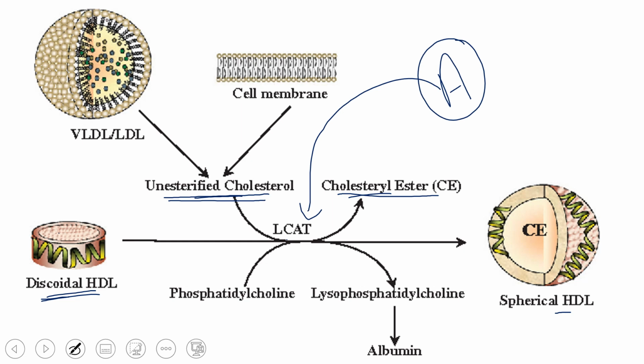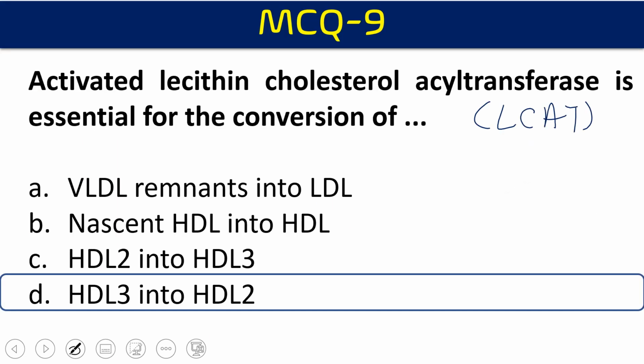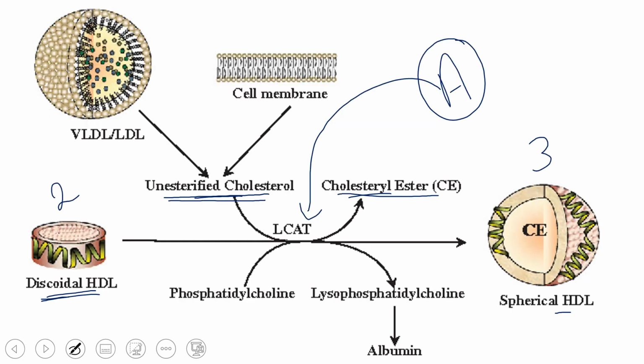So this is the normal function of LCAT, which converts HDL3, that is discoidal HDL, into spherical HDL, that is HDL2. Sorry, 3 into 2. So it is 3 and it is 2. It not only converts this one, it is also going to convert 2 into 1 later on.